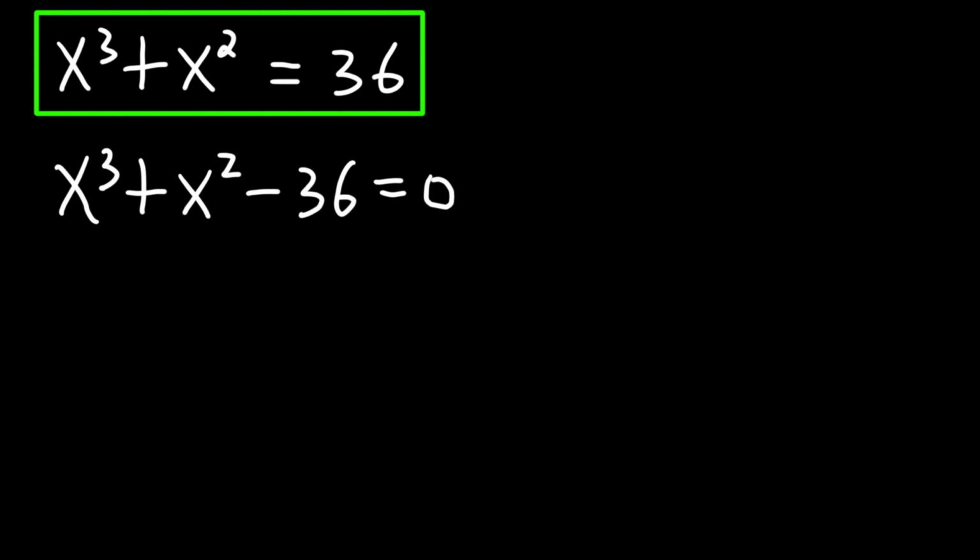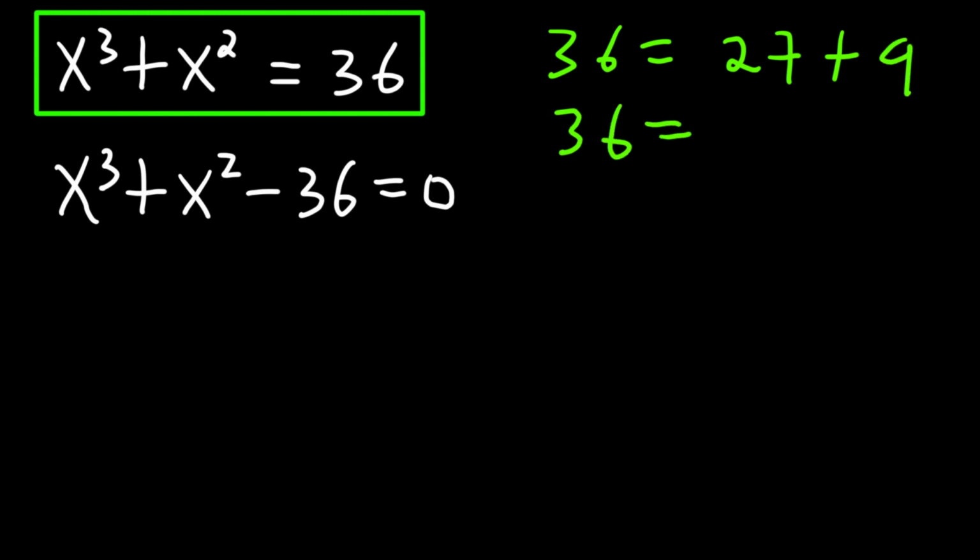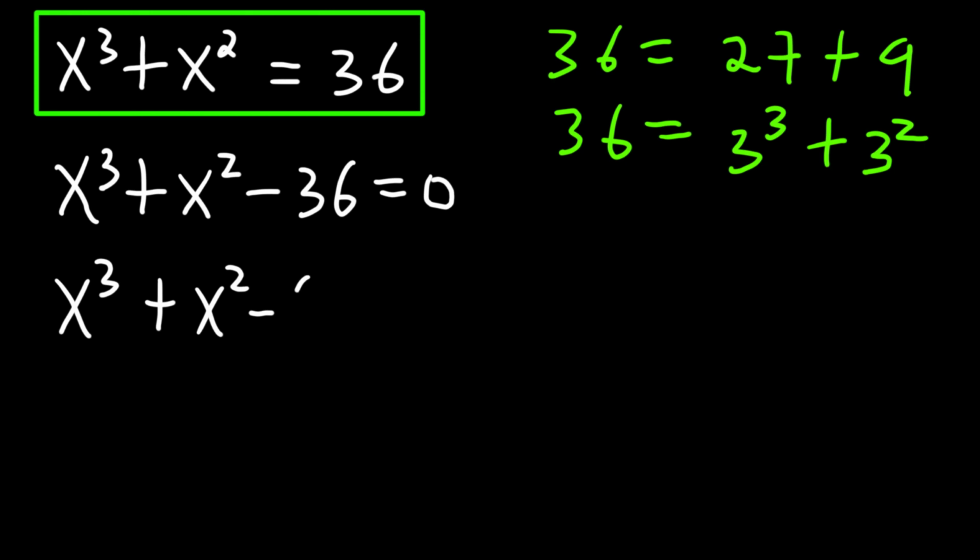And now what should we do at this point? We know that 36 can also be written as 27 plus 9. We know that 27 is the same as 3 raised to the power of 3, and 9 is the same as 3 raised to the power of 2. Therefore, we shall replace 36 in our equation with 3 to the power of 3 plus 3 to the power of 2. This will give us x to the power of 3 plus x raised to the power of 2 minus, this will be 3 to the power of 3 plus 3 raised to the power of 2 equaling 0.